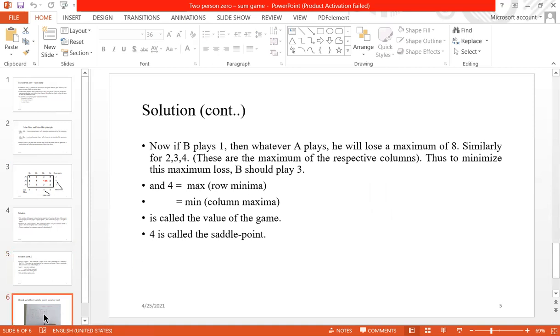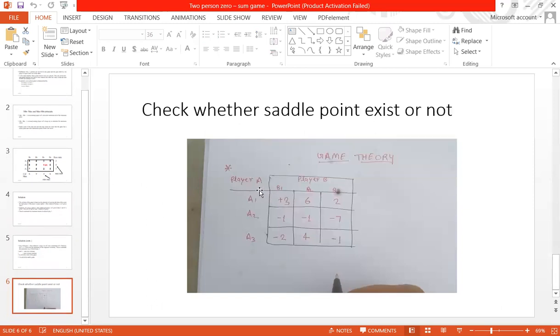Now we will see another example. This is for player A, A1, A2, and A3. Player B has B1, B2, B3. Now here, first we will see what is the minimum value of each row. In the first row it is 2, and in the second row it is -7. In the third row it is -2. And out of these three, the maximum value is 2.